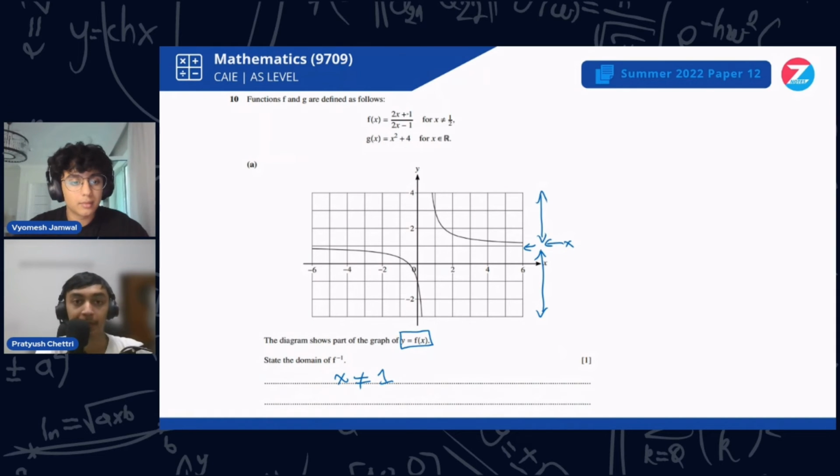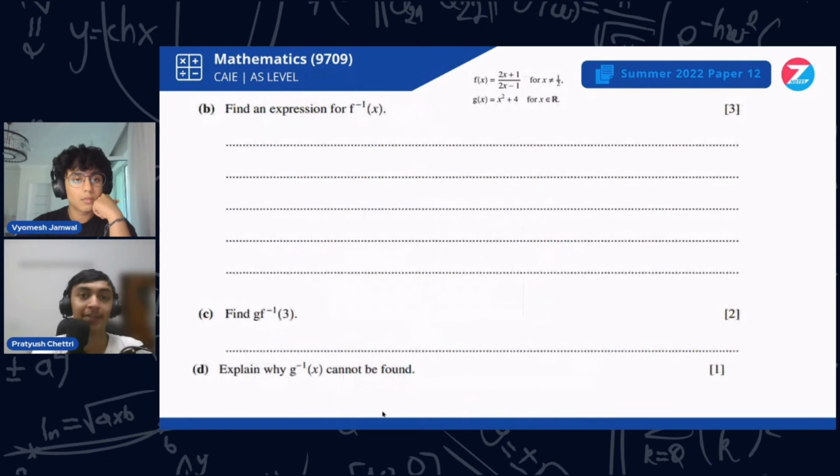Because if we look up here, just on the graph, this is the domain, right? That's the domain restriction for x is not equal to a half. Similarly, this is the range restriction. The x values are the domain, y is the range. So if you look at the y values, you'll see what Vyomesh noticed here. And that's exactly right. X does not equal 1. There's more parts to this question, and the first one is to find an expression for the inverse of f of x.